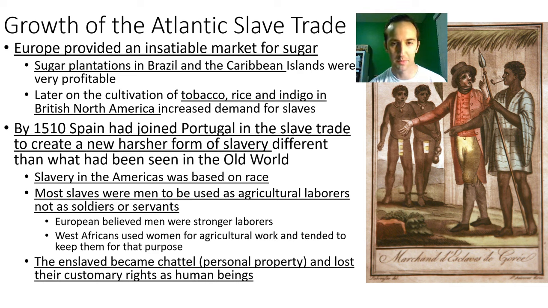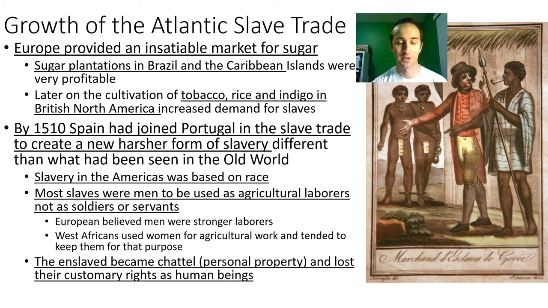Europeans figured men are going to be stronger laborers, and they figured they're going to be better farmers, even though West Africans used women for most of the farming, and they tended to keep them for that purpose. So the West Africans knew that women were better farmers, so they would keep them, and they'd sell off the men because they knew the men wouldn't be farmers, even though most of these men were going off to plantations. And so the West Africans knew a little bit more about West African culture and history than the Europeans did.